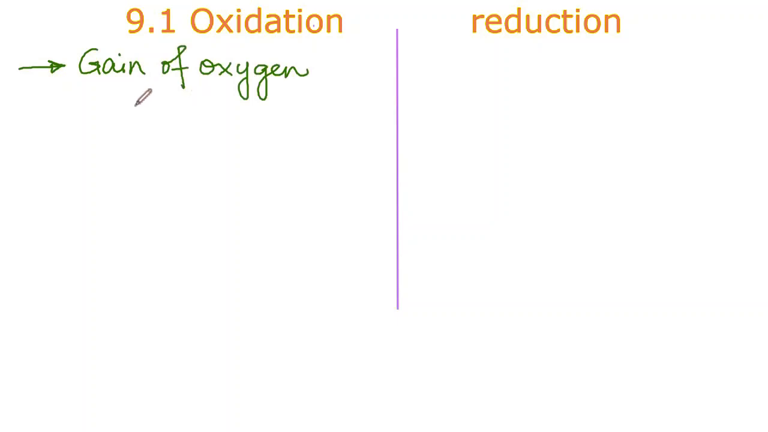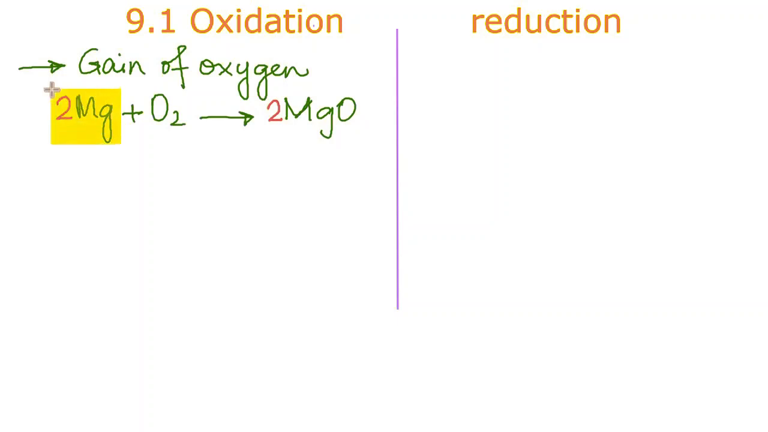Oxidation can be defined as the gain of oxygen. That's why it is called oxidation. Let's say magnesium is reacting with oxygen. As we know that the valency of magnesium is 2+, so we will get MgO. In order to balance, we have to put a 2 before magnesium oxide and 2 before magnesium. So over here, magnesium got oxidized because magnesium is gaining oxygen. This is a simple example of the gain of oxygen as oxidation.